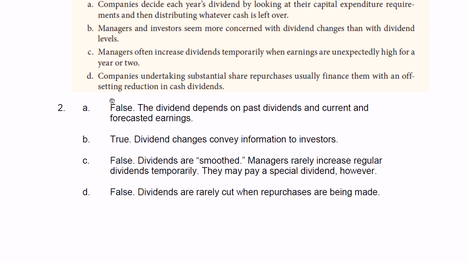C. Managers often increase dividends temporarily when earnings are expectedly high for a year or two. False, because dividends are rarely changed dramatically. Dividends are smooth. Managers rarely increase regular dividends temporarily. They may pay a special dividend, however. D. Companies undertaking substantial share repurchases usually finance them with an offsetting reduction in cash dividends. This is false, because dividends are rarely cut when repurchases are being made.